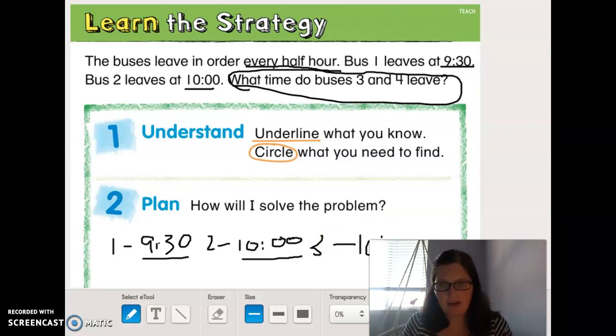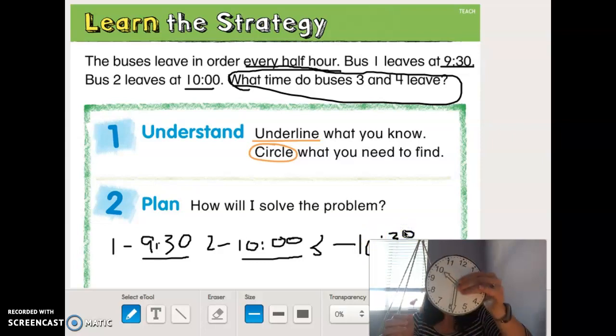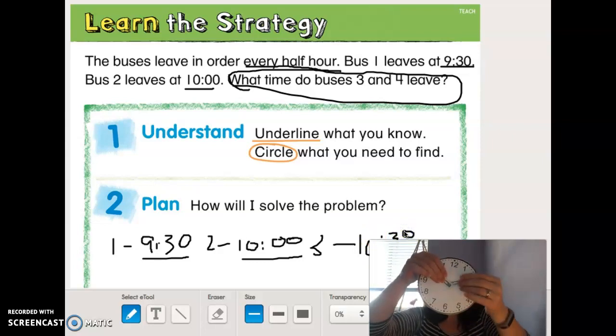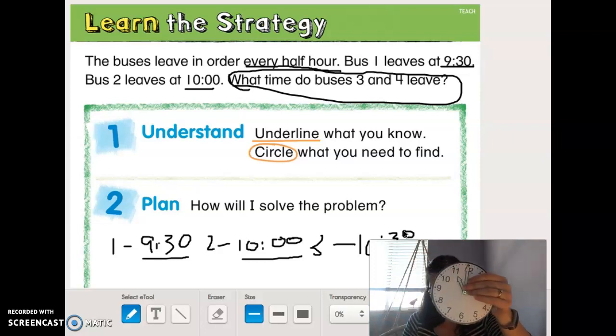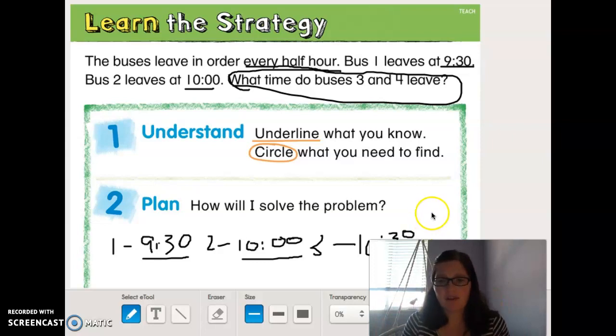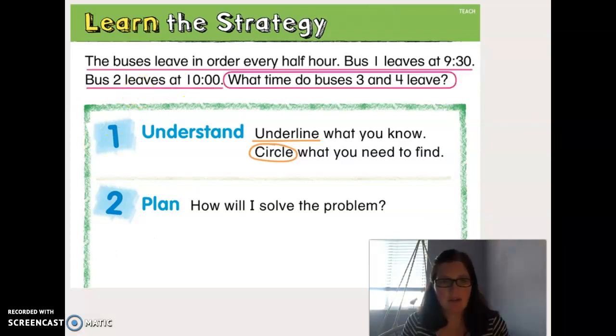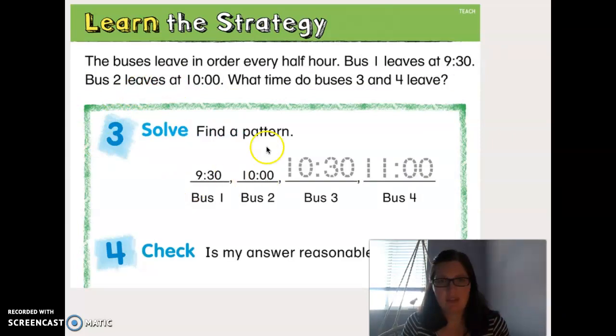And then I would have to go a half an hour more, to go to the next one. So it would come up another half an hour, and then that hour hand would move up to 11. So every half an hour, we can figure out when bus 3 and 4 leave. Okay, so let's see what they did.